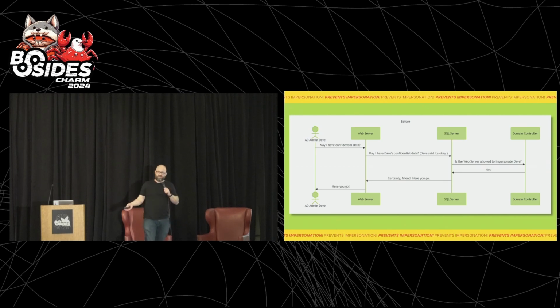And if they are not a member of the protected users group, the domain controller responds and says, of course, this web server is allowed to delegate. I see no protections against Dave being impersonated. Here you go. And then the SQL server hands back the data that was requested. Web server hands it back to AD admin Dave. And Dave is happy despite just performing an incredibly risky maneuver.